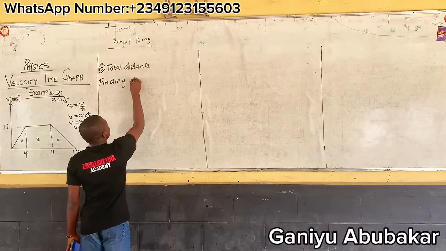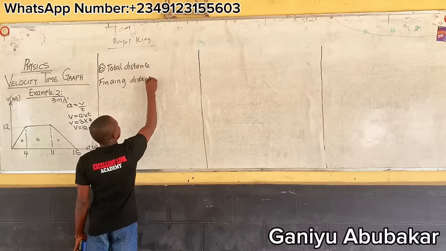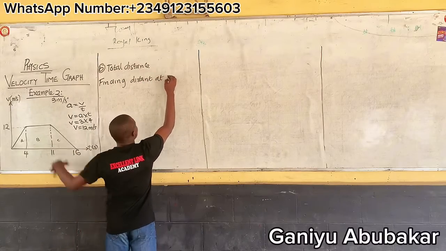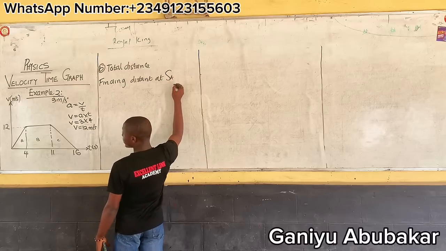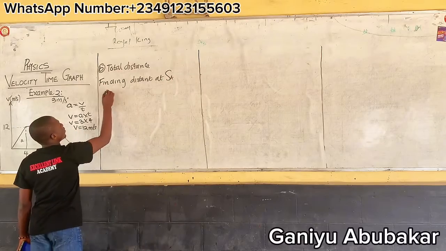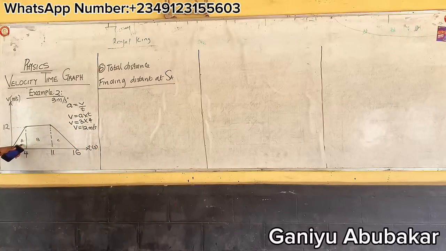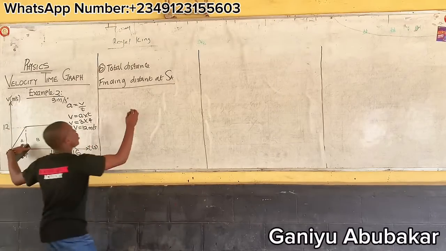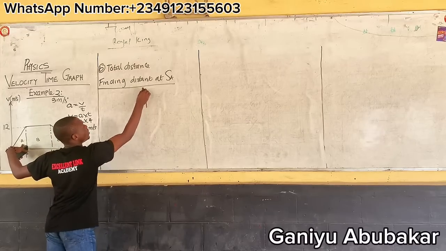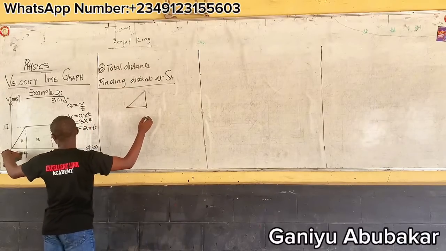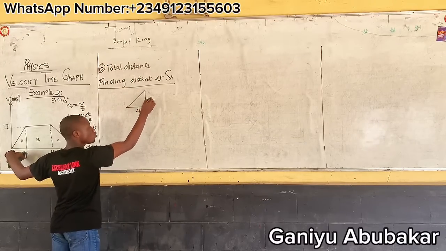Finding distance at section A. That's SA, right? Please observe for your SA. What am I seeing here? A triangle. So I'll draw what I'm saying. What's the base here? 4. What's the height here? 12.